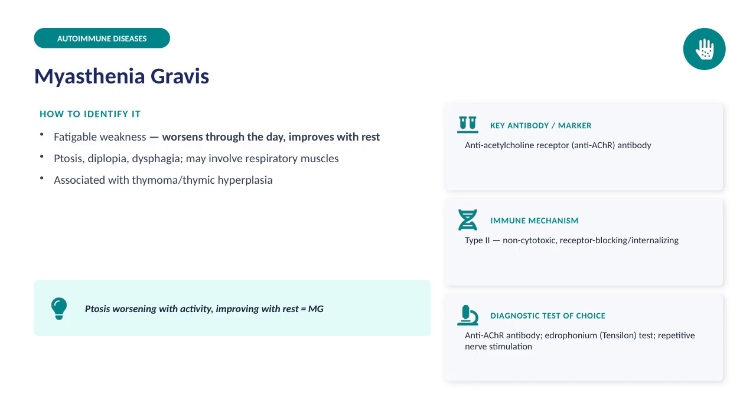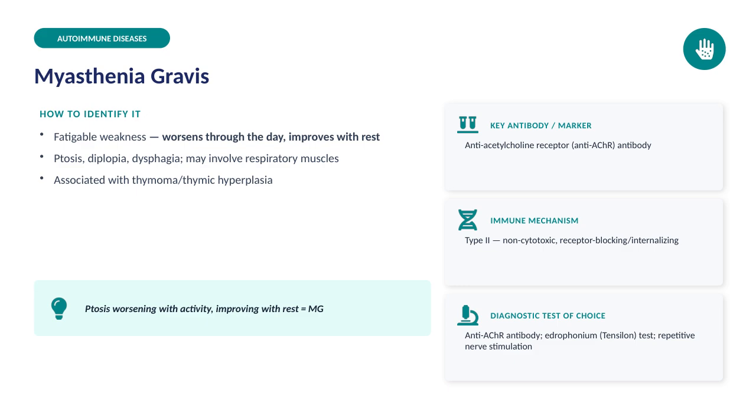Common symptoms include drooping eyelids or ptosis, double vision, difficulty swallowing, and sometimes weakness in respiratory muscles. It's often linked with thymoma or thymic hyperplasia. A classic feature is ptosis that gets worse with activity but improves when the person rests. The key antibody to look for is the anti-acetylcholine receptor antibody.